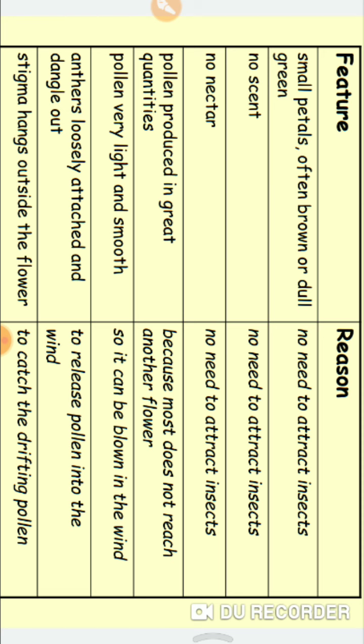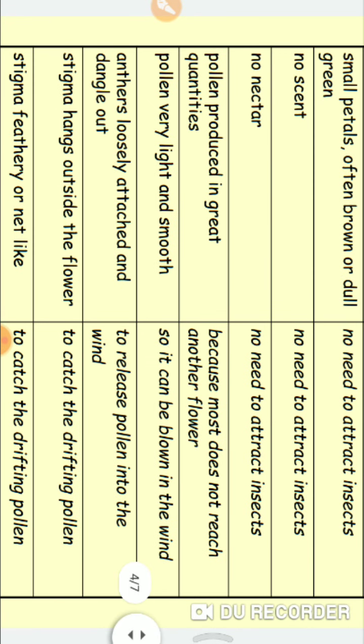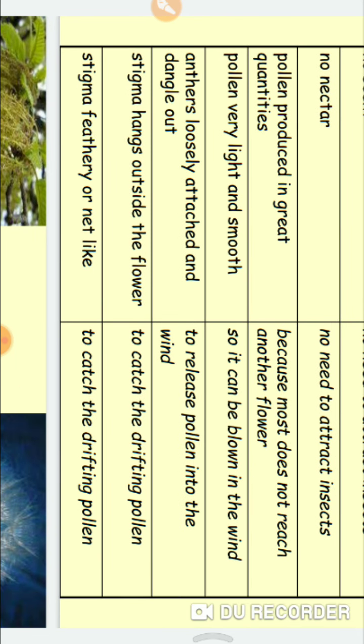The pollens that are produced will be in great quantities because it's just a chance factor. These pollen grains get dispersed through wind and deposited on the stigma, so they must be produced in large quantity. As they travel through wind, they must be very smooth and light. And the stigma of these flowers may be feathery in nature, so they can easily trap these pollen grains.